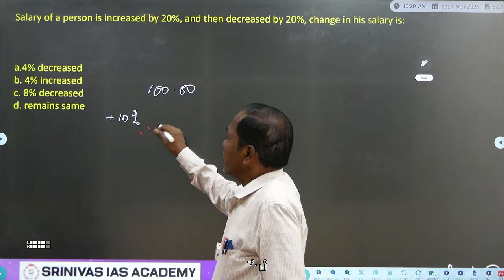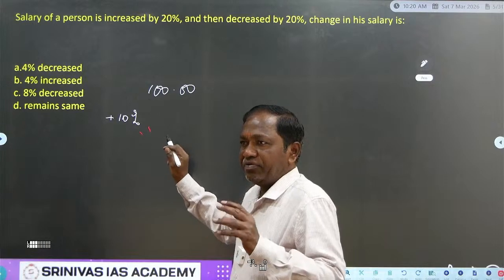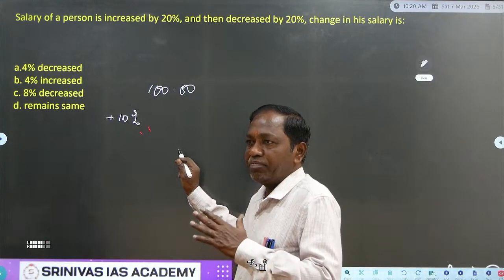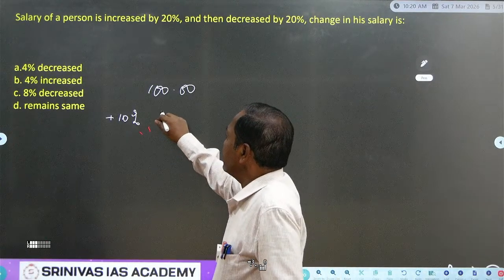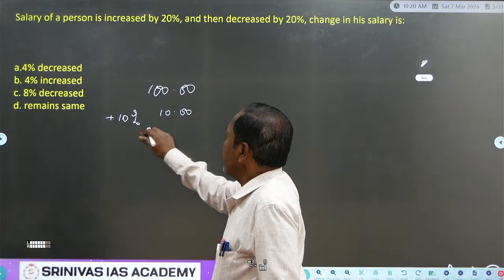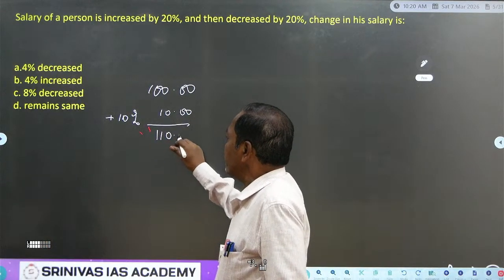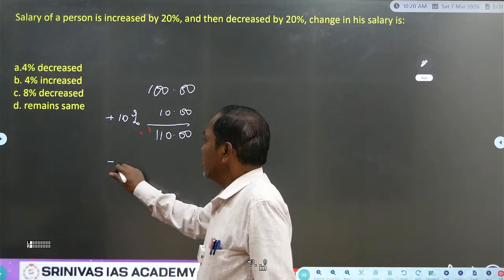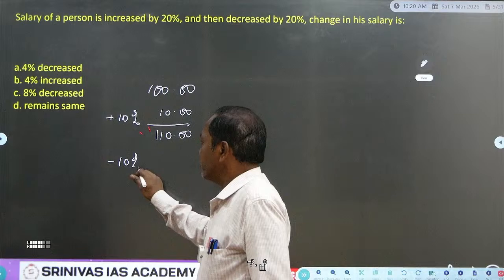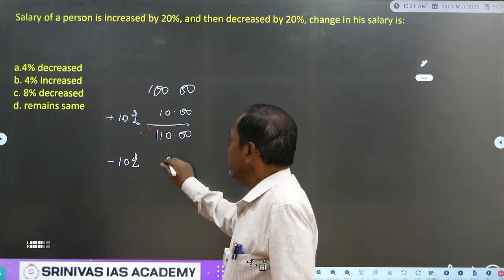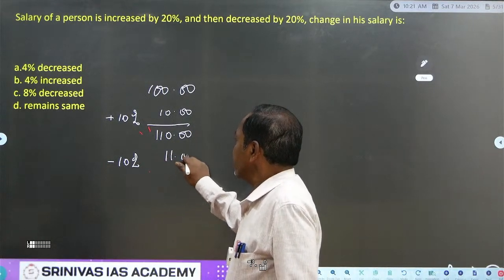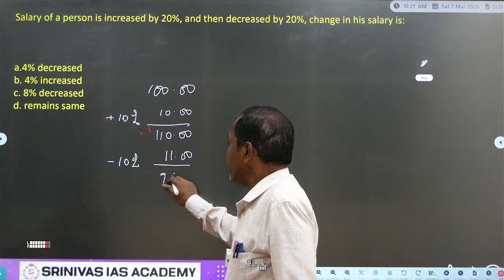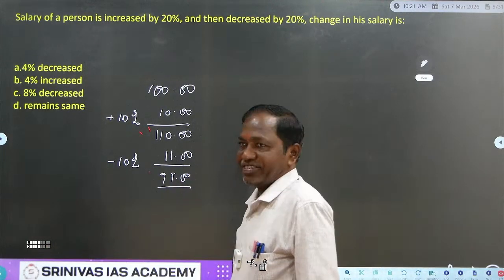20%. Okay, 20 you can keep it aside. Let's see. We'll take some easy numbers. 10%. What is the 10 rupees? That becomes the resulting price, 110 minus 10%. You are reducing on this. It means 11 rupees. It comes to 99. It is a 1% loss.